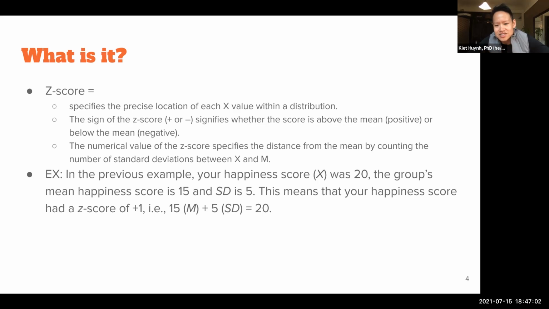So just like I was saying earlier in the previous example, if your score is 20 and you know the group's mean happiness is 15 and the group standard deviation for the happiness variable is 5, then that means your happiness score had a z-score of +1, because a z-score is similar to a standard deviation. So a z-score of +1 means +1 standard deviation. You see here, this is the mean of the group. This is the standard deviation of the group. If you add those two together, you get 20, which is your score, which is 1 standard deviation above the mean. Okay.